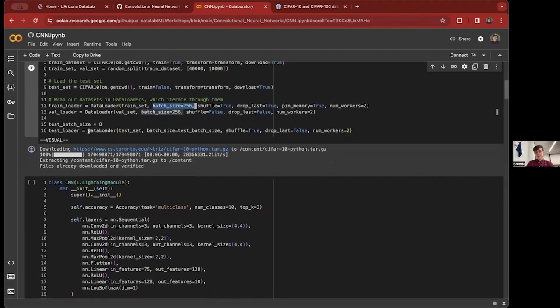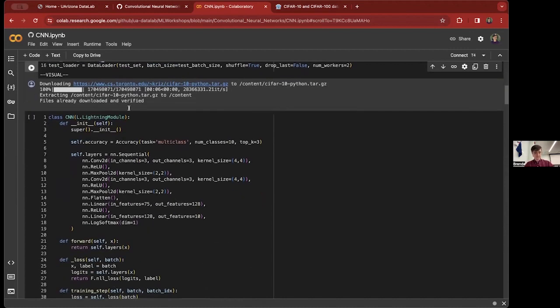And then similarly for the test batch size, I just give it 8 because we'll be doing some visualizations with it later, and 256 is too many to look at.